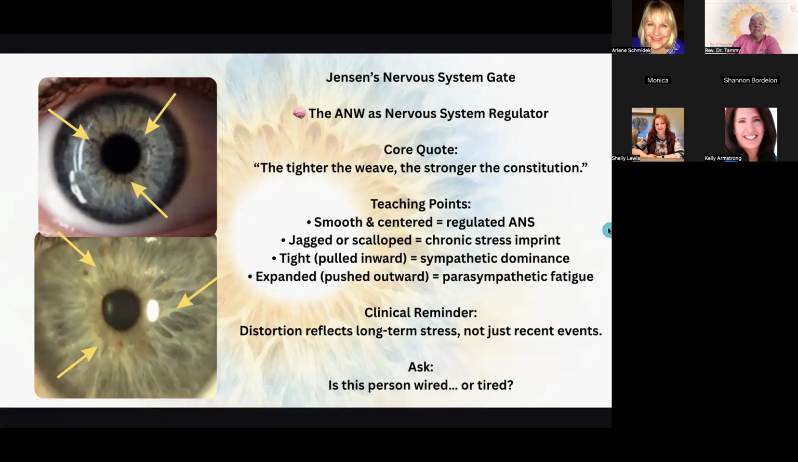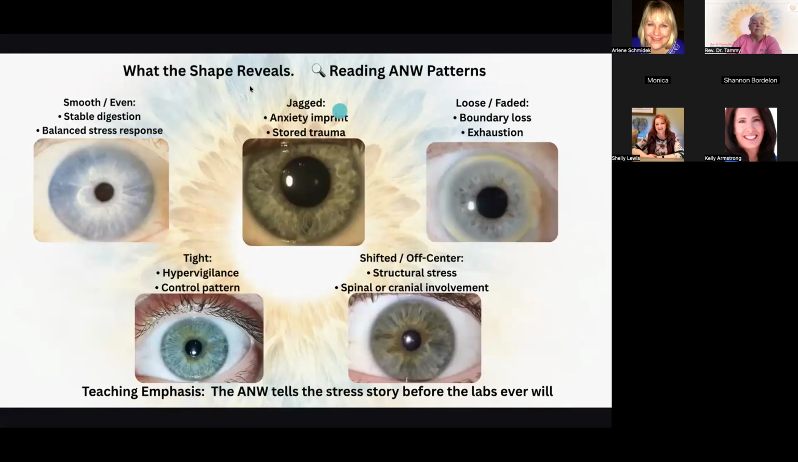It's good things to get to know about your people. So, what the shape reveals. I've got a bunch of different shapes of the autonomic nervous wreath in here. Smooth, even, stable: digestion, balanced stress response. This one's pretty smooth and even. Jagged: anxiety, stored trauma. So we see this one's jagged.